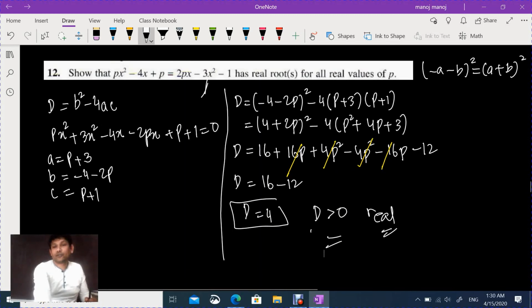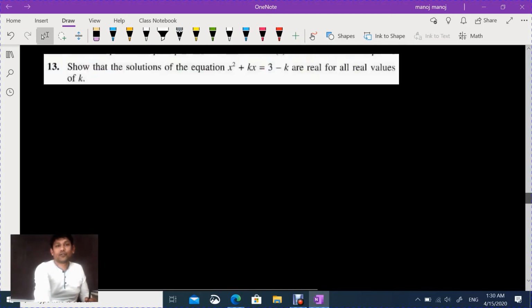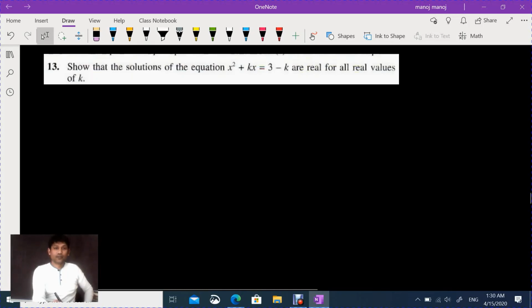Next is question number 13. Show that the equation is real for all real values of k. Again it is the same thing: we have to find b square minus 4ac, and when you solve it you will get the answer. I think you should try.